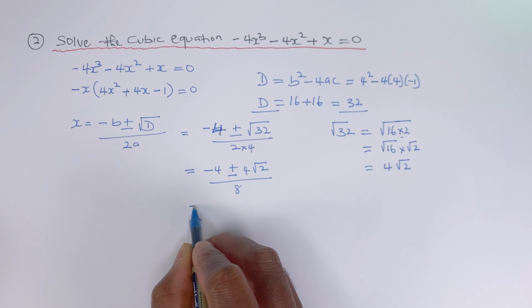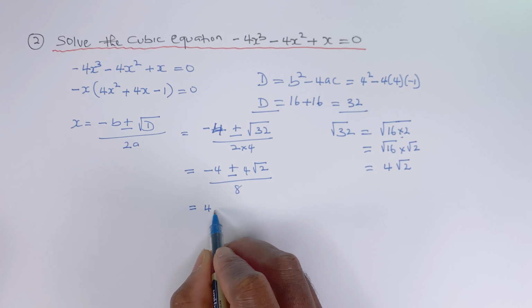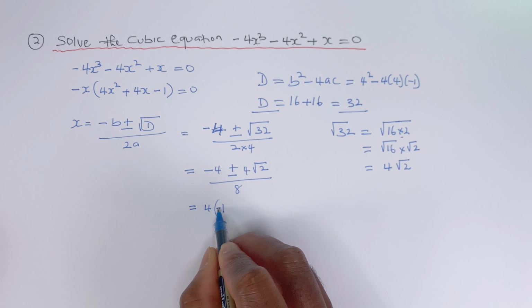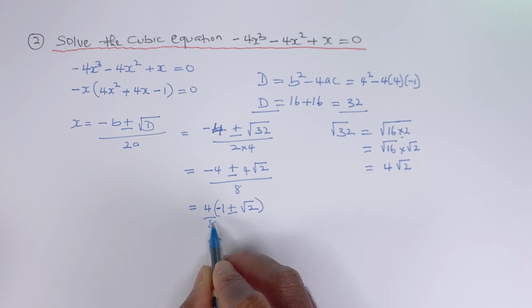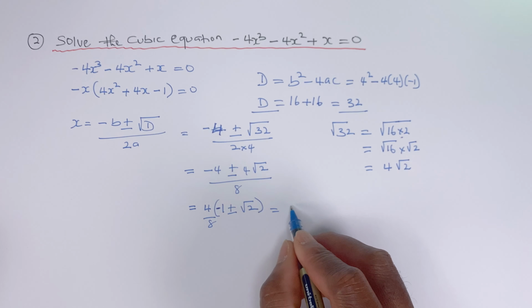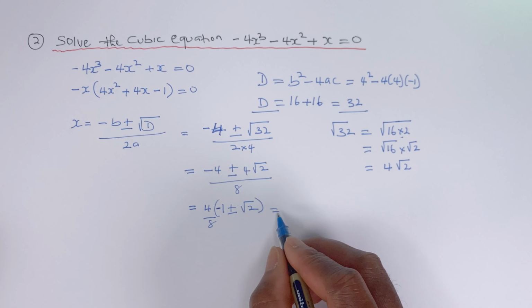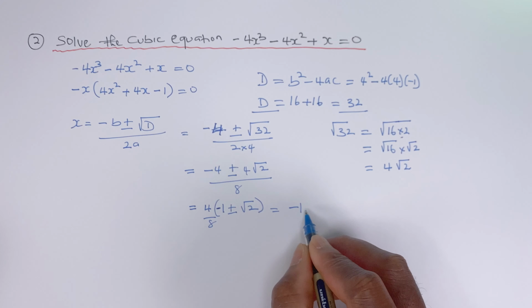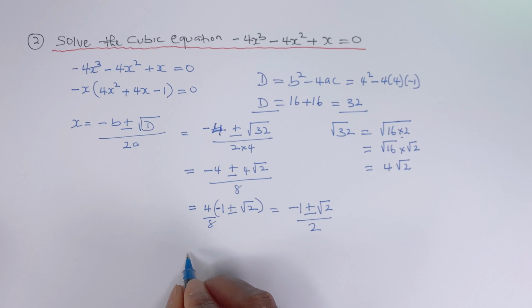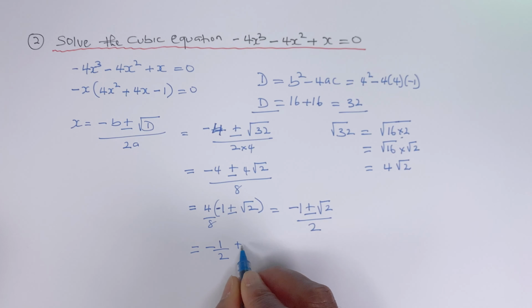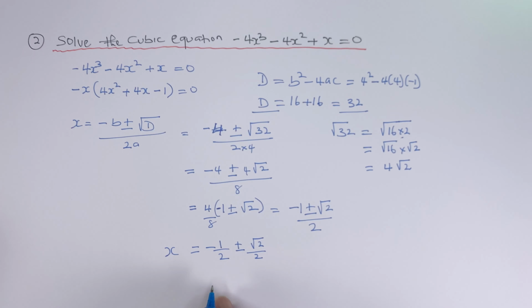4 is a common factor, so I take 4 out. I get 4 times minus 1 plus or minus root 2 over 8. And that gives me 2 goes here, 1, 2 goes here, 2. So I'm going to get minus 1 plus or minus root 2 over 2. So what do I get? I get minus 1 over 2 plus or minus root 2 over 2. And that's the x solution.